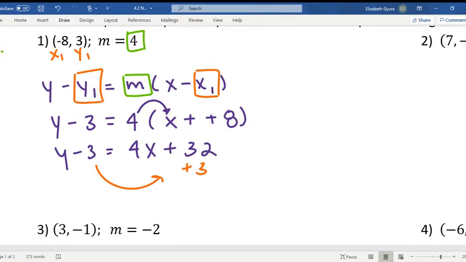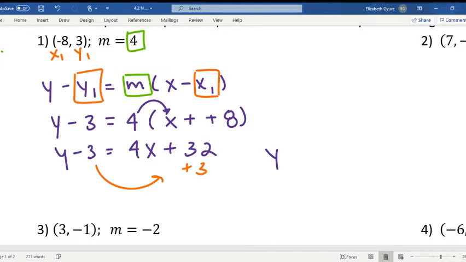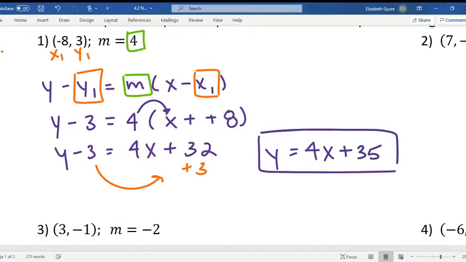Okay? So we're going to have y equals 4x. And then we got rid of this -3, right? We moved it to the other side. What's 32 plus 3? 35. So then plus 35. That is our answer.